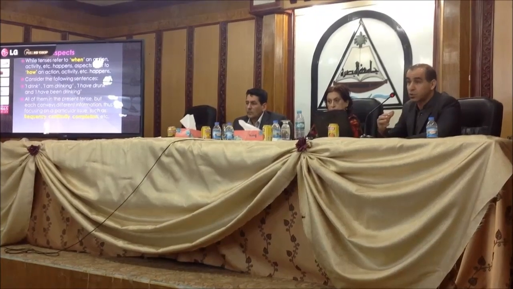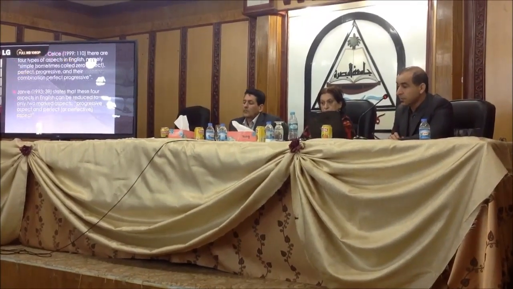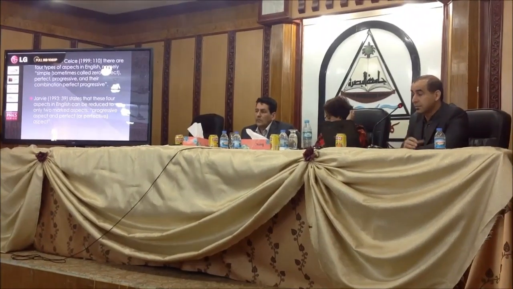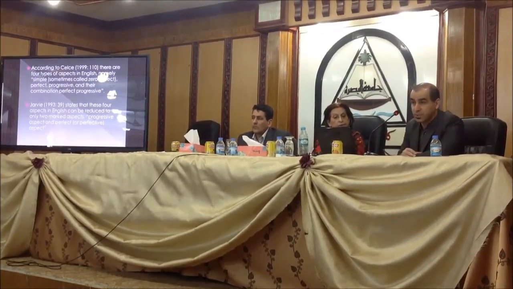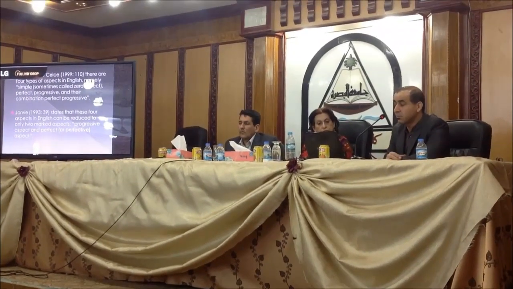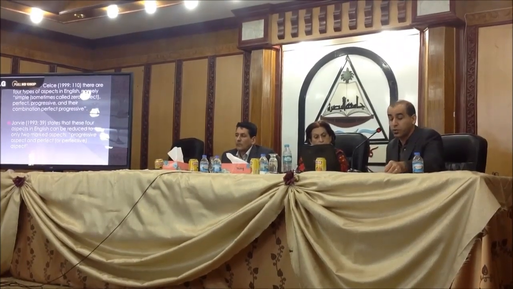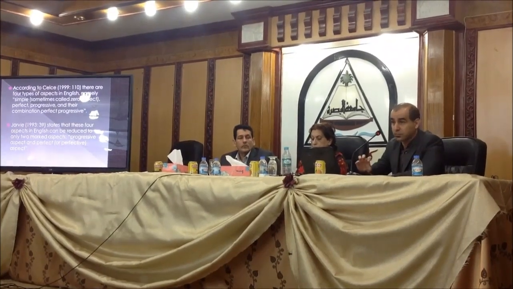And yeah, normally the aspect provides you with extra information, either the emphasis on frequency, continuity, on completion, and so on. According to Sells, 1999, there are 4 types of aspects in English. The first one, simple, and sometimes we call it zero aspect, perfect, progressive, and a combination of perfect and progressive. Java, he said, we can talk about only 2. Either progressive, we focus on the continuity of the action, or the completion of the action.